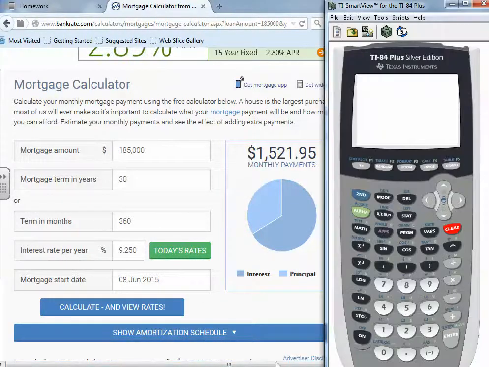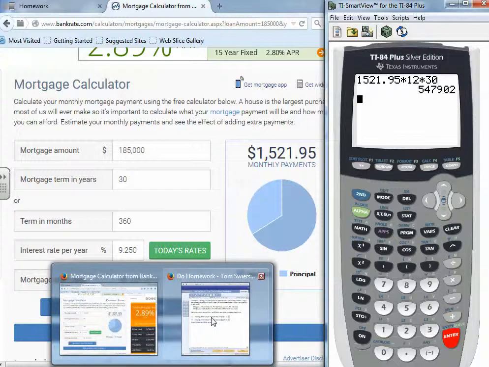Now we're going to take $1,521.95, the monthly payment, times 12 months a year, and times 30 because it's 30 years. So we get $547,902. Now, we also have 1 point, which is 1% on mortgage A. If you go back to the problem, it's 1 point right there.